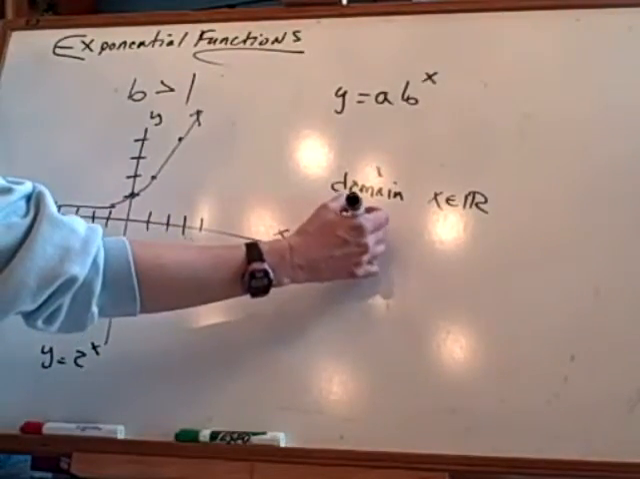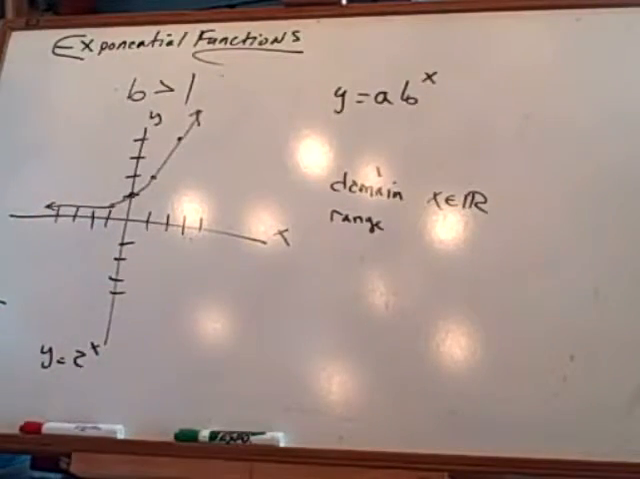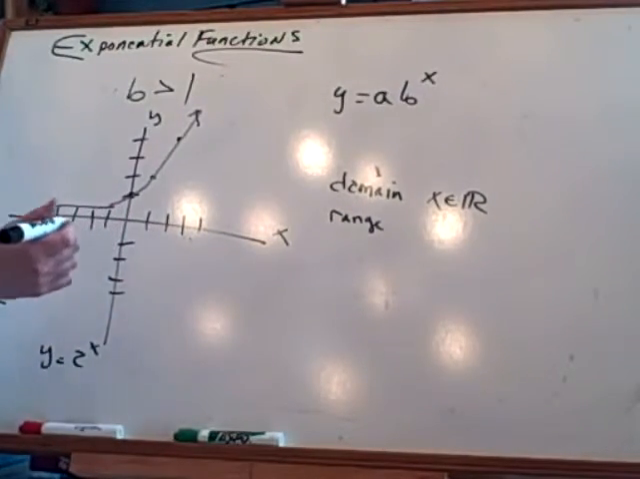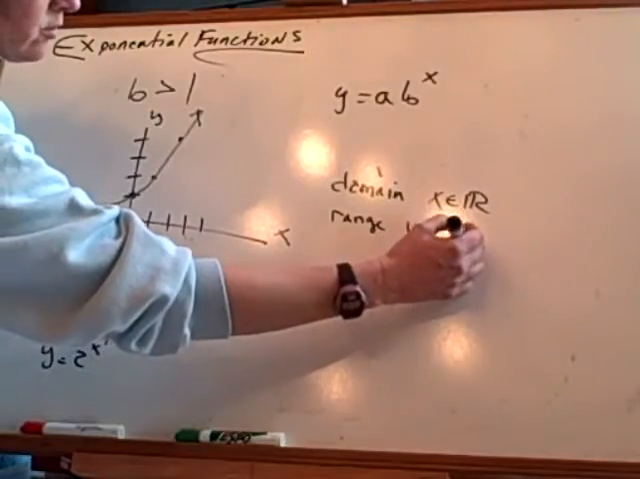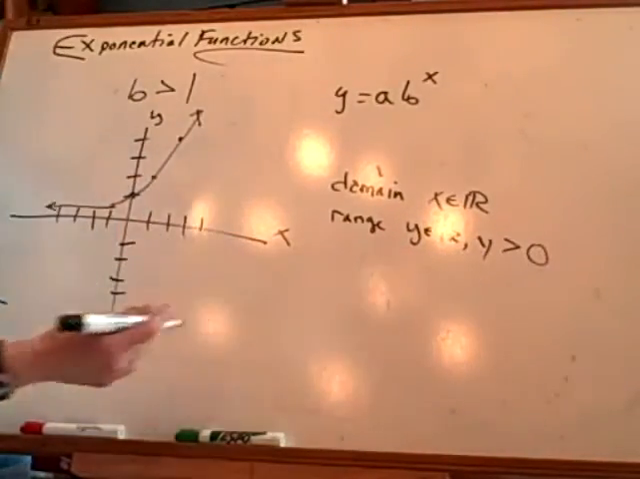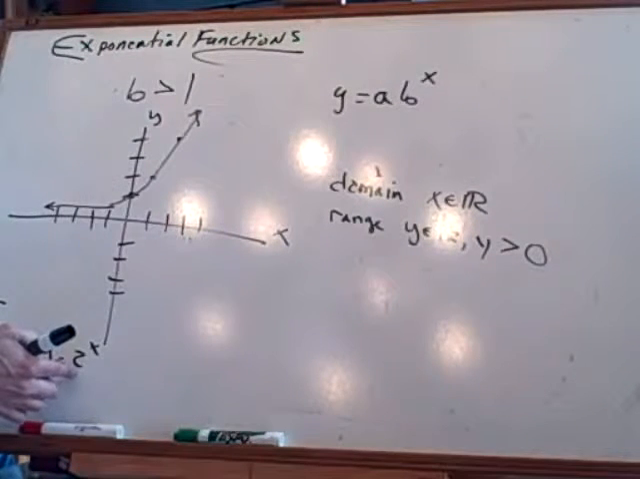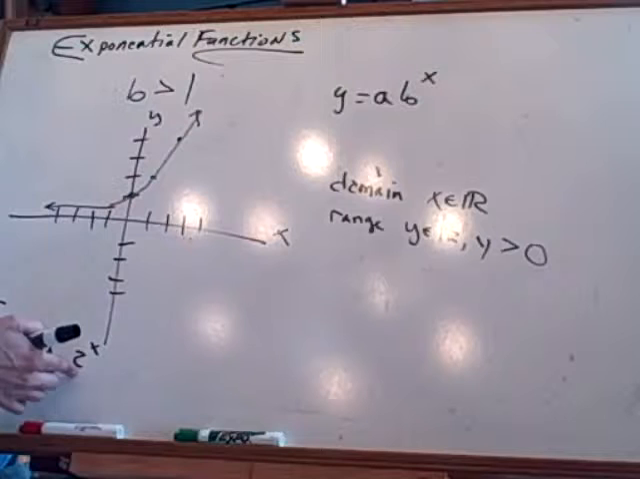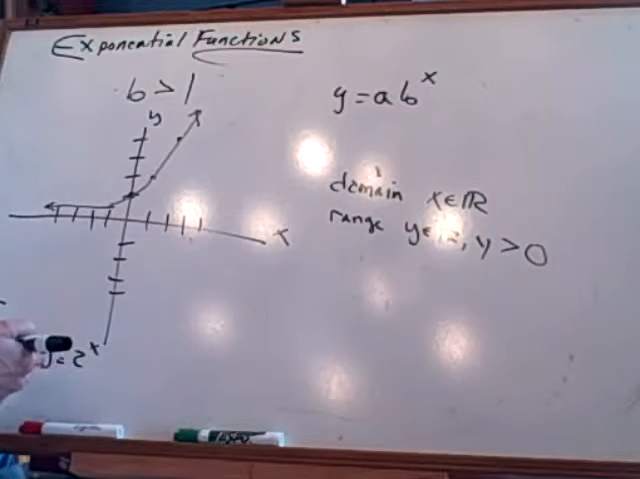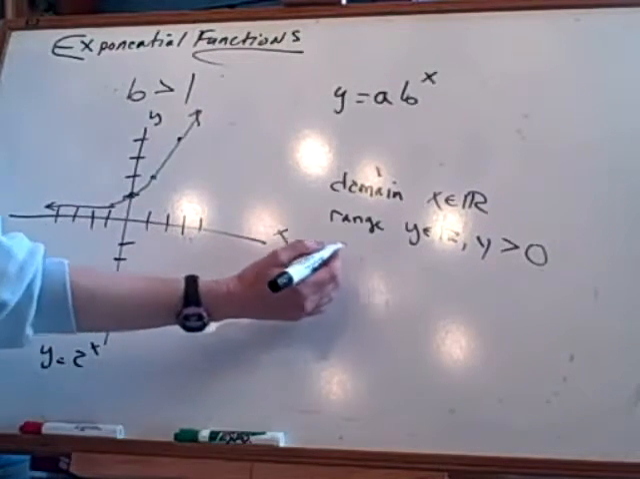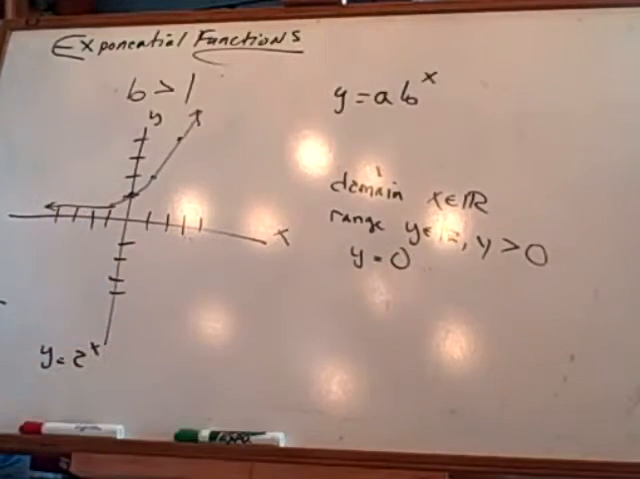What is my range? y is greater than 0. That is correct. y is an element of the reals, and y is greater than 0. y will never actually be 0. Your base is 2, and the only way I could get to 0 is to multiply by 0. There's no multiplication ever going to happen here. It can get really close to 0, but it's never going to get there. So I have what's called a horizontal asymptote at y equals 0.